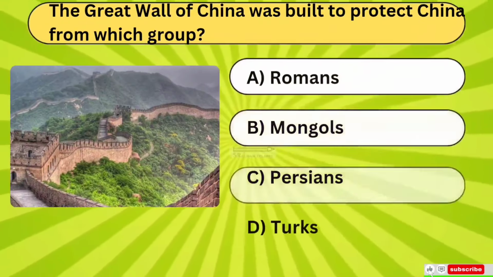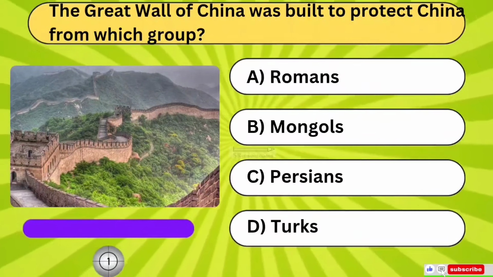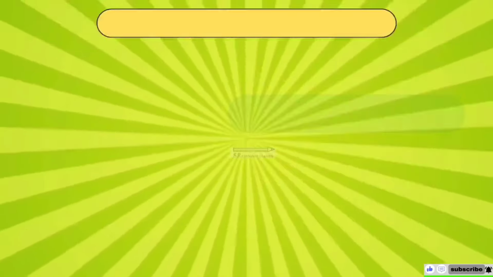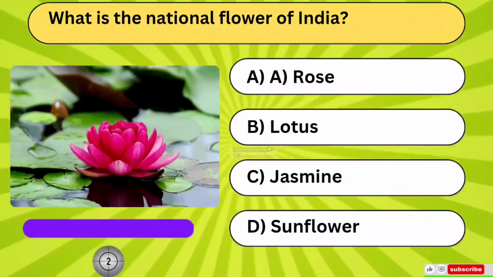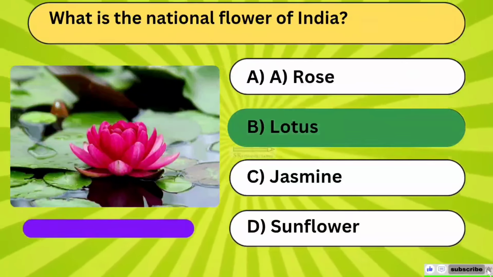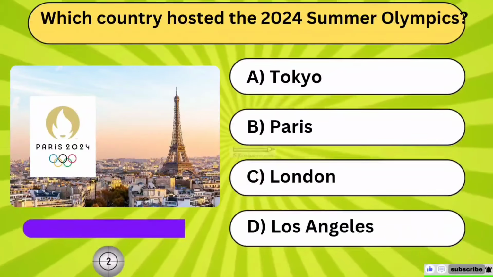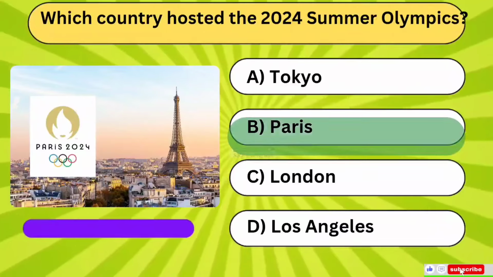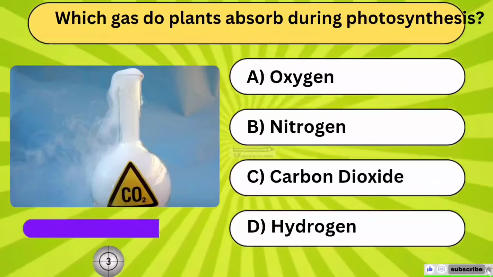The Great Wall of China was built to protect China from which group? What is the national flower of India? Which country hosted the 2024 Summer Olympics? Which gas do plants absorb during photosynthesis?